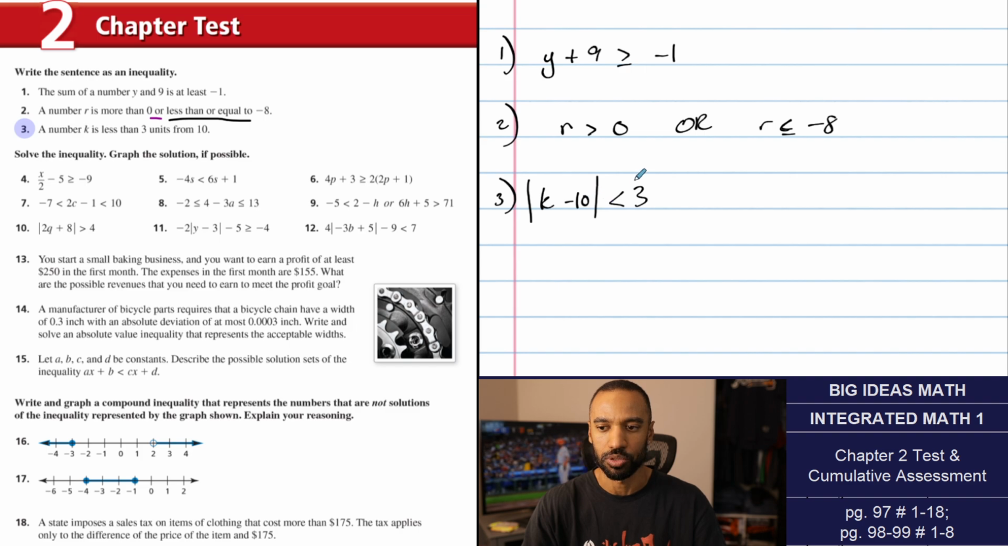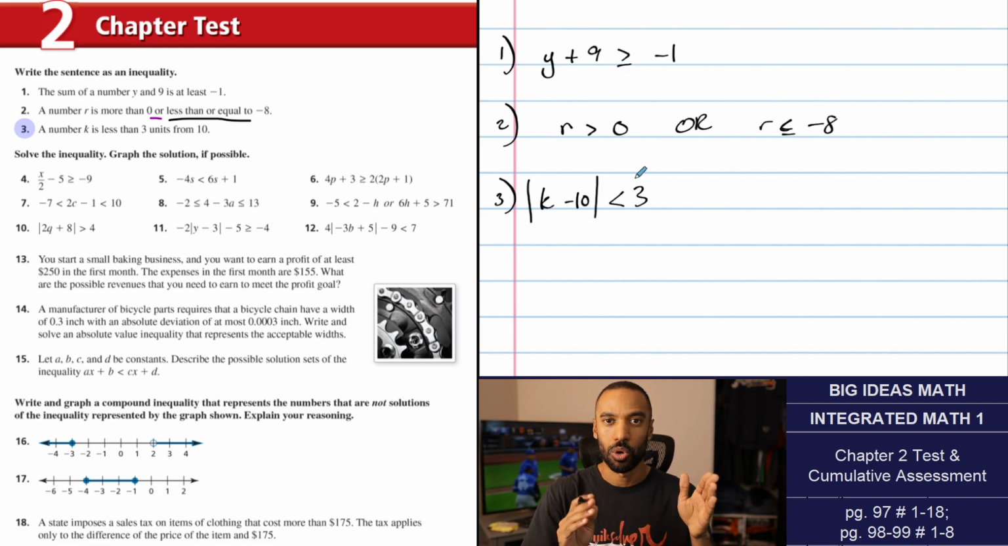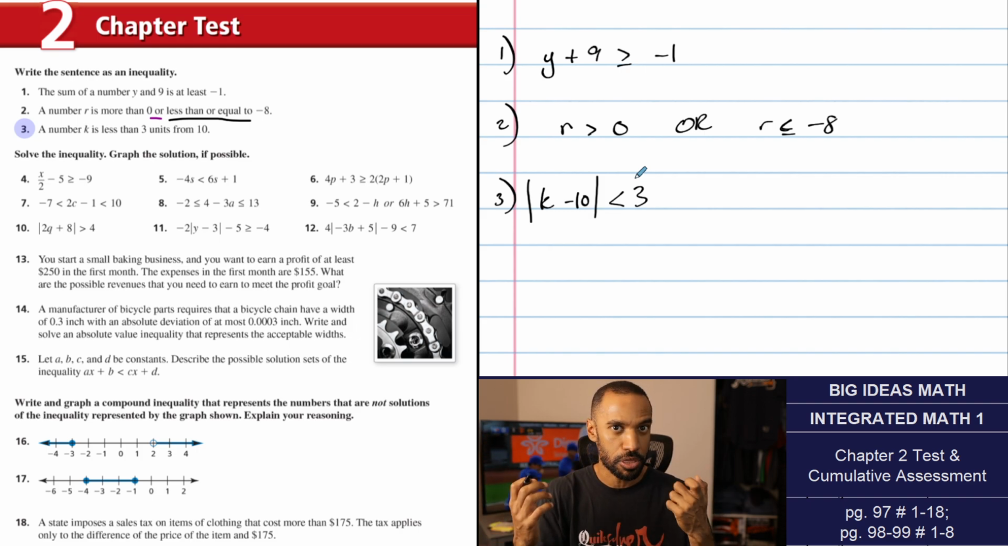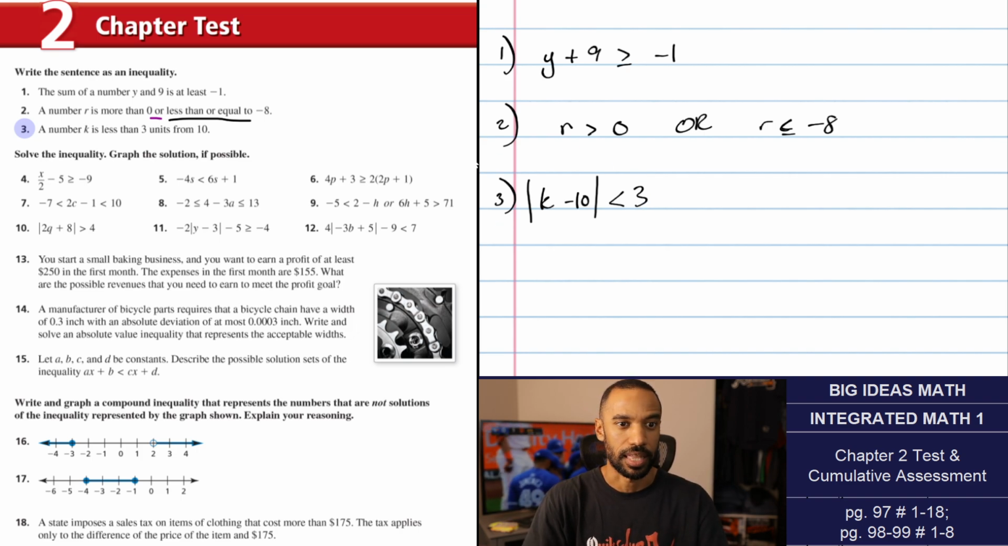So this looks like an absolute value to me. I can be 3 units away to the positive side or the negative side. I can go as far up as 13 or as far down as 7. I guess you can't be 13 or 7, but in between 7 and 13. That's like a 2.6 question.